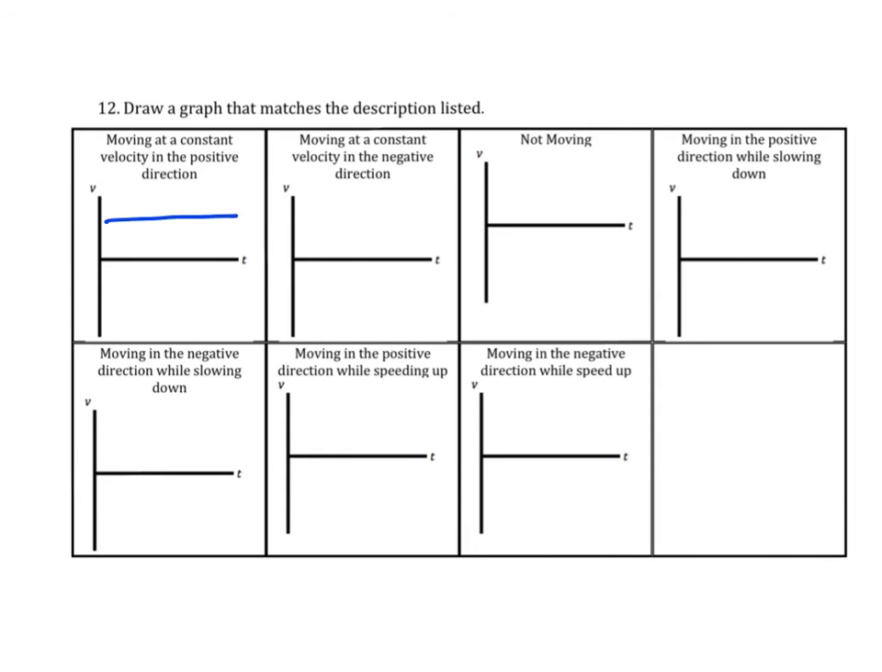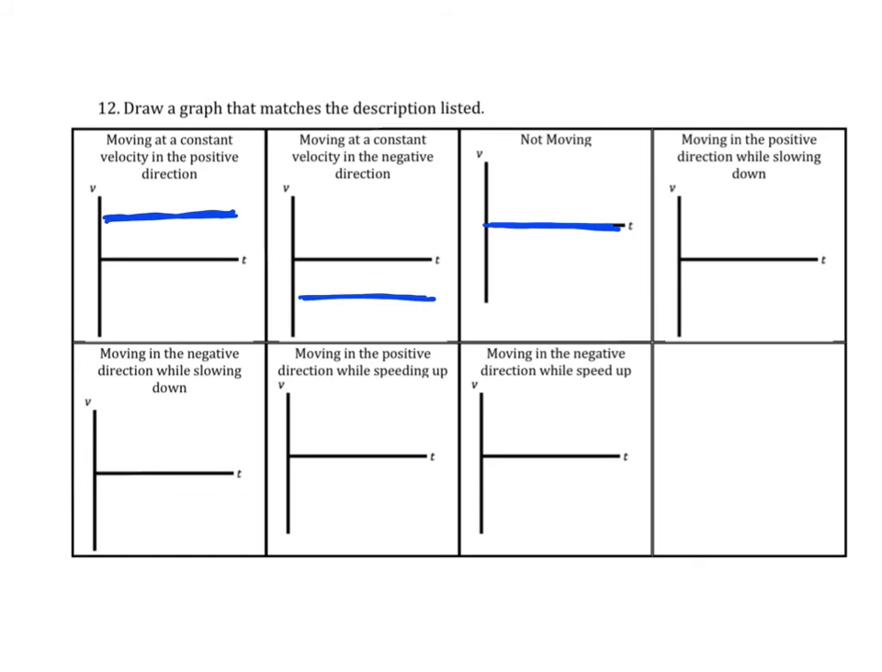So this is our option. It needs to be above your x-axis and horizontal. The second one, we're at constant velocity, but in the negative direction. So negative direction means we're below the x-axis, so we're going to draw it down here. If we're not moving, the only option for not moving is a horizontal line on the x-axis. And then the next one, moving in the positive direction while slowing down.